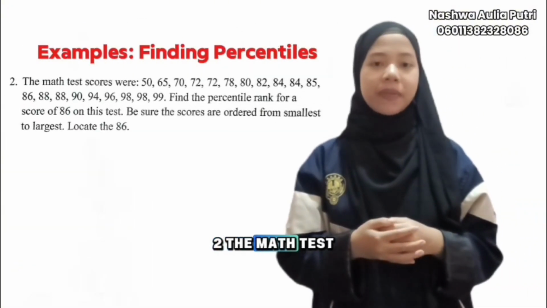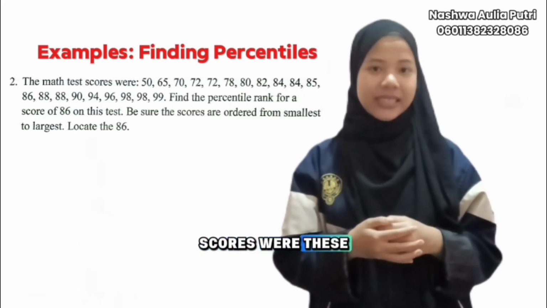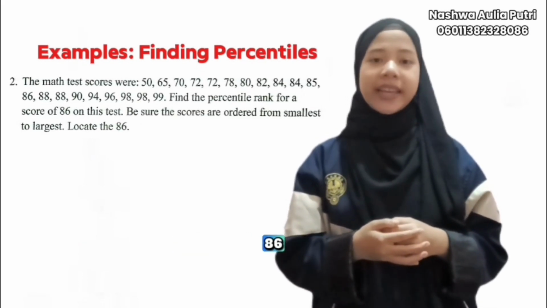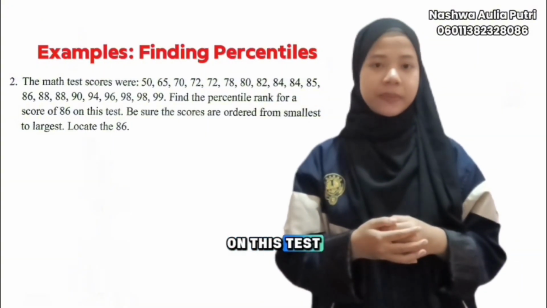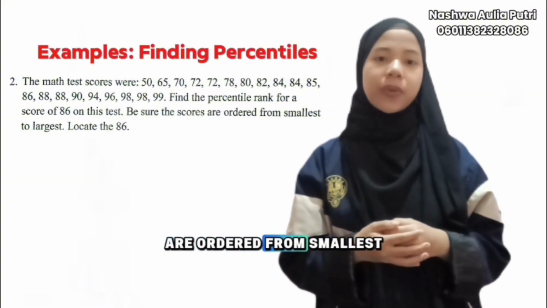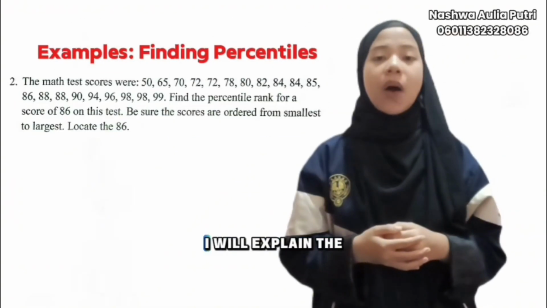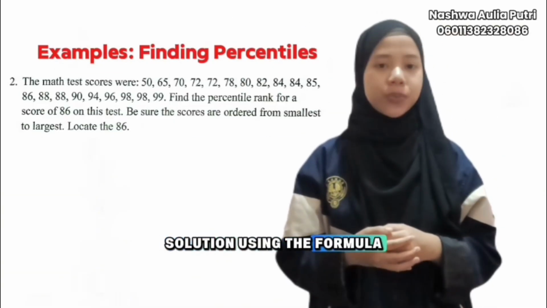2. The math test scores were these. Find the percentile rank for a score of 86 on this test. Be sure the scores are ordered from smallest to largest. Look at the 86. First, I will explain the solution using the formula again.